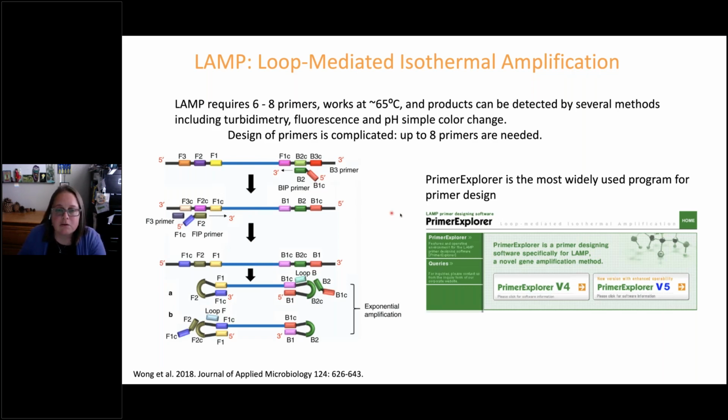Now, there is software that you can use. It's called Primer Explorer. And this is really widely used, and you basically put in your region that you're looking for primers for, and then it'll help you design the different primers. And so it's a complicated method, but we've been able to use it successfully for a couple of different pathosystems. And so that's sort of why we lean towards this marker system.